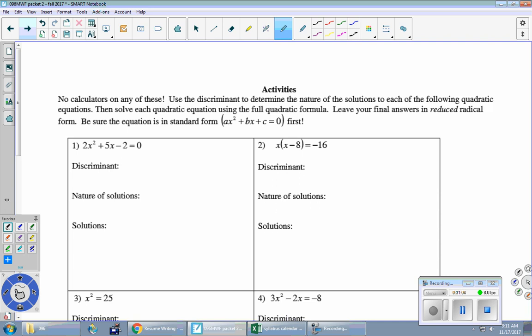So let's do the discriminant first. B squared minus 4ac. How much is B? 5. A. 2. C. Negative 2. Okay, let's crunch the numbers. 25. Is this an add or subtract? That's an add. 4 times 2 times 2, that's 16. 41.